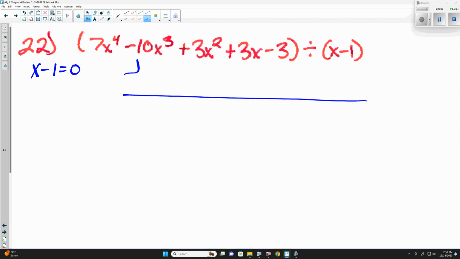So we can do it by synthetic. So the first thing we would do is get x by itself. So we would add 1 to both sides, telling us x is equal to 1. Questions on how we got x by itself and how we got the number in the cubbyhole? We good with all this so far? Yes? What would the numbers going across the top be?